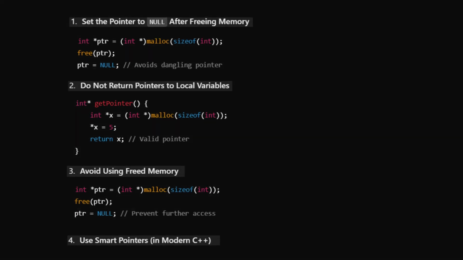Here are the best practices to avoid dangling pointers in C. 1. Set the pointer to null after freeing memory. 2. Do not return pointers to local variables. 3. Avoid using freed memory. 4. Use smart pointers, which we'll see in our next series on C++.